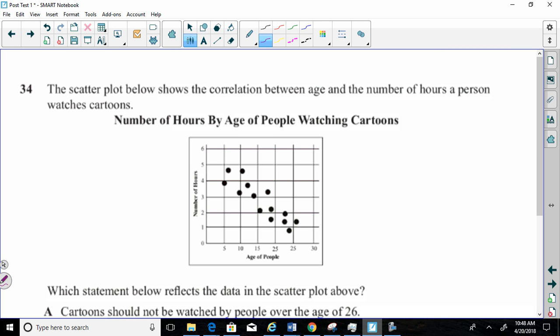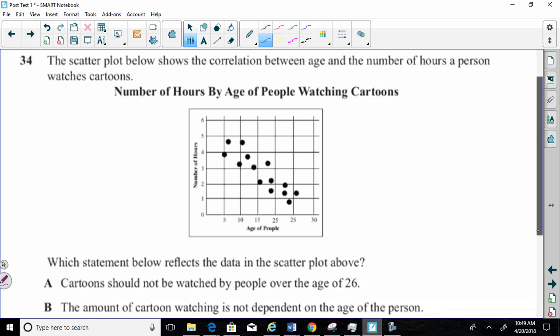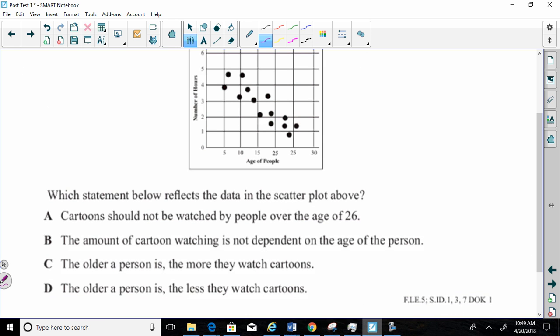What type of correlation is this? Negative. So as x is increasing, what's happening to my y's? Decreasing. So as the people get older, the number of hours that they watch cartoons is going down, right? So which one explains that? D, right? The older the person is, the more years they are, the less they watch cartoons.